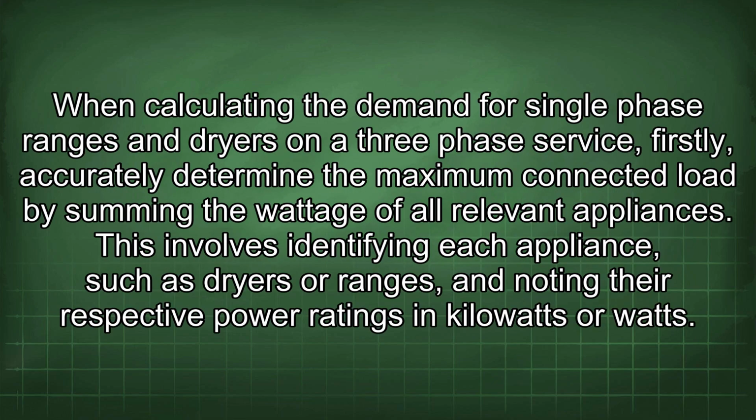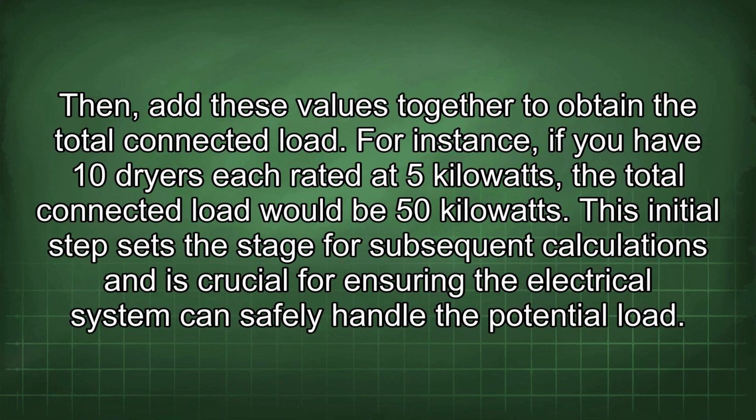When calculating the demand for single-phase ranges and dryers on a three-phase service, firstly, accurately determine the maximum connected load by summing the wattage of all relevant appliances. This involves identifying each appliance, such as dryers or ranges, and noting their respective power ratings in kilowatts or watts. Then, add these values together to obtain the total connected load. For instance, if you have 10 dryers, each rated at 5 kilowatts, the total connected load would be 50 kilowatts.